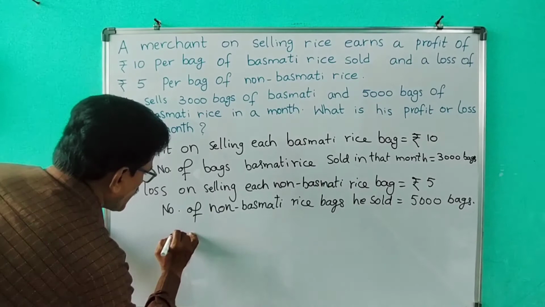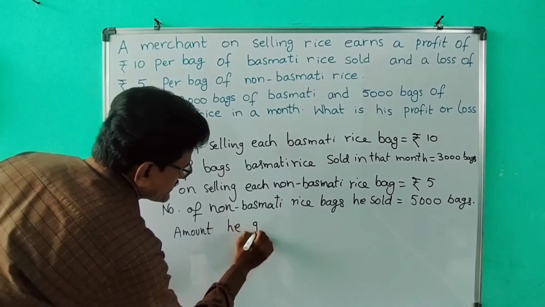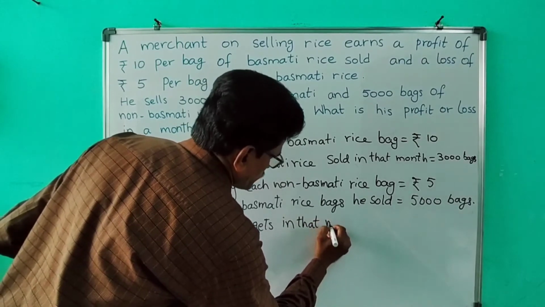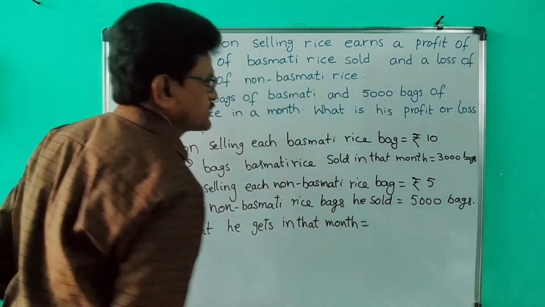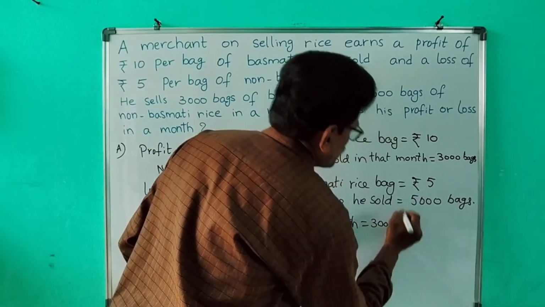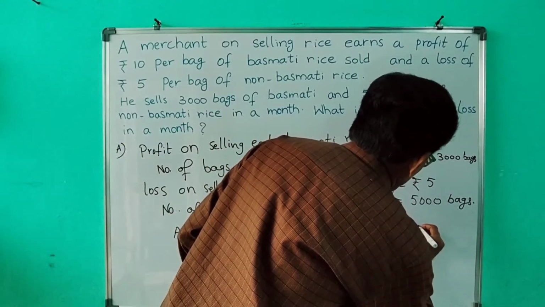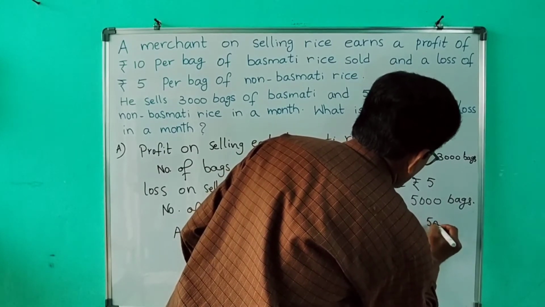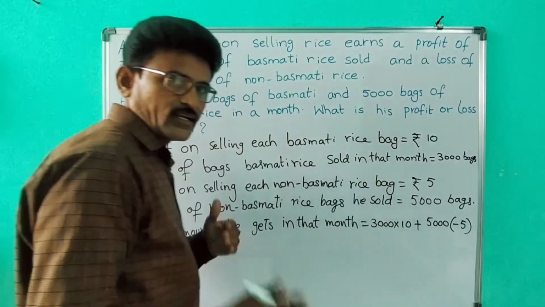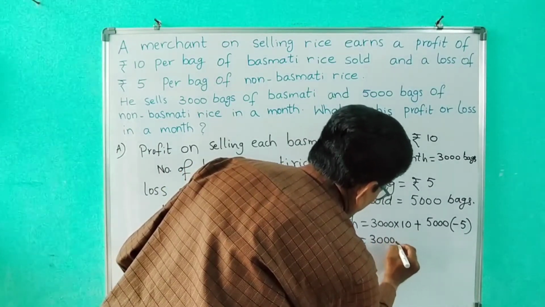So the amount collected, the amount he gets in that month. How much money is he getting? Equal to, say, 3000 bags profit. So 3000 into 10. This is the profit amount. Now plus this 5000 into loss. Loss means I am writing a minus term. Okay.